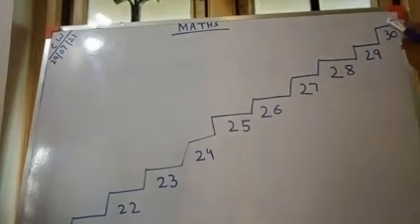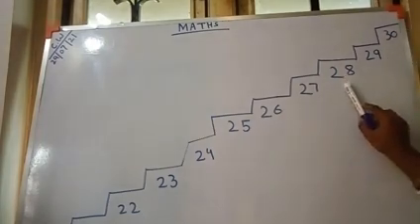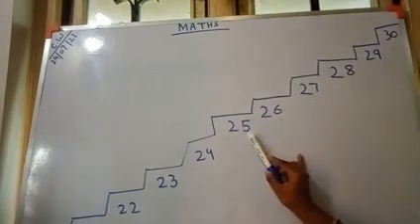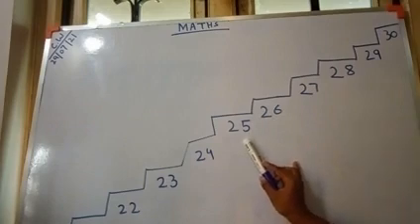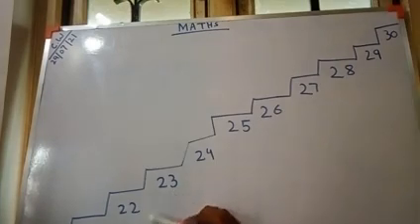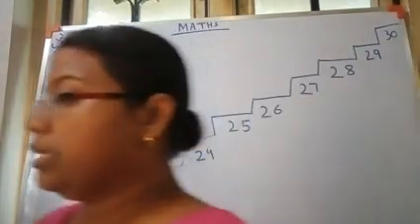Children, now we will come down. We will not count as 20, 21, no. That number only you will count here. What is the number given here? Here it is given 30, 29, 28, 27, 26, 25, 24, 23, 22, 21 and 20.